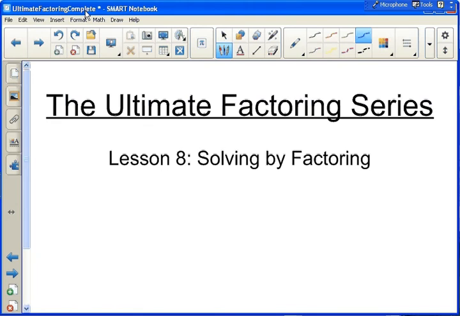Ultimate Factoring Series, Lesson 8, Solving by Factoring. This is the final lesson in the Ultimate Factoring Series. So now you know how to factor, but all we've done is simplify by factoring, basically. So what happens when you need to factor to solve an equation?